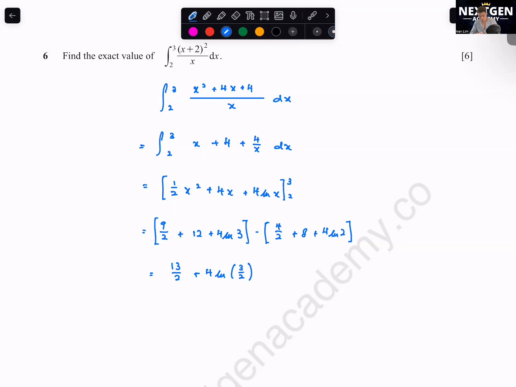Which one? It's like 3 to the power of 4 is 81, then 2 to the power of 4 is 16. So I put it in that form. Oh, okay. That can also work. Okay.